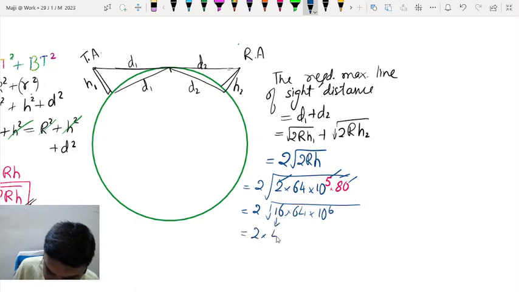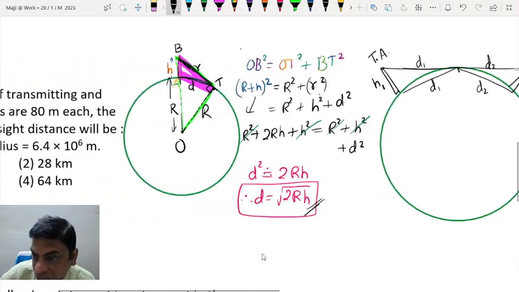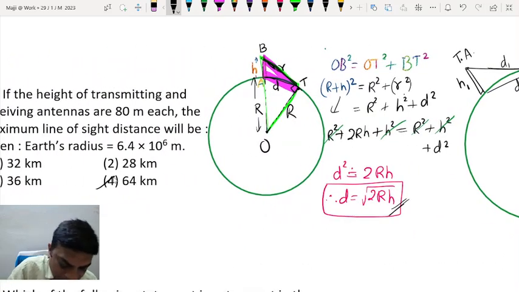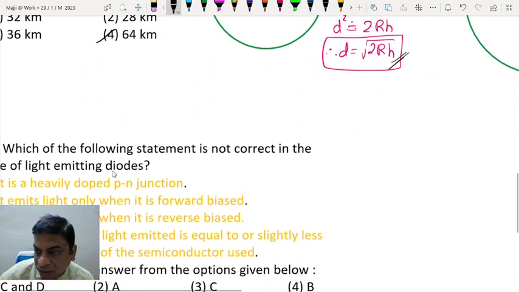Square root of 16 is 4. Square root of 64 is 8, I'm sorry. Then for 10 power 6, it will be 10 power 3. Since we have substituted all the things in SI unit, we can expect the answer to be in SI unit. So this will be kilometers. So this will be 8 8s are 64 kilometers. So 64 kilometers is the correct answer. Fourth option is the correct answer.